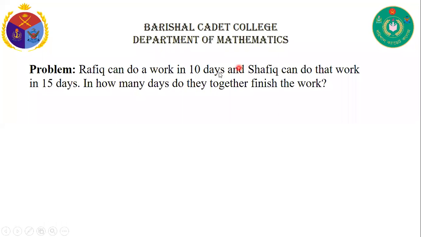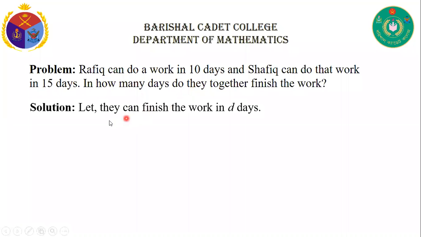Now, some problems. Problem 1: Rafiq can do a work in 10 days and Shafiq can do that work in 15 days. Again, I repeat, Rafiq can do a work in 10 days and Shafiq can do that work in 15 days. In how many days do they together finish the work? Okay, now solution. Let them finish the work in D days.